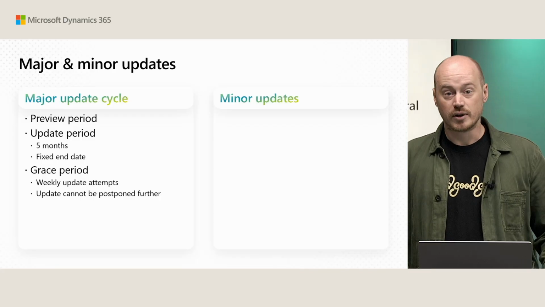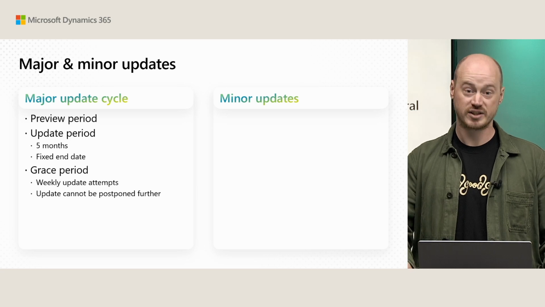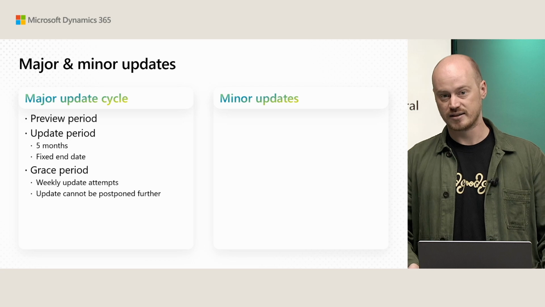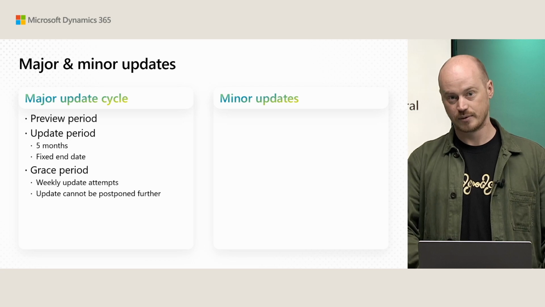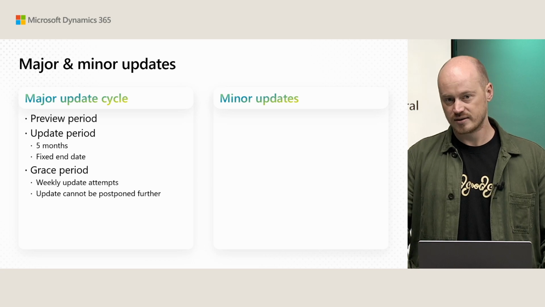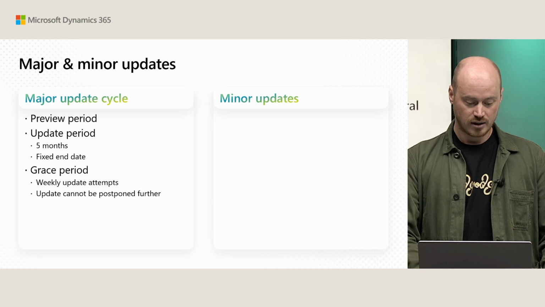After this update period, we now move on into a grace period. This is a one-month period during which we will attempt the update every week. So it's no longer possible to pick any date. The update will run. If it fails, we will reschedule it to take place 7 days after the original date. If it succeeds, you're out of the grace period and into the update period for the next major version.